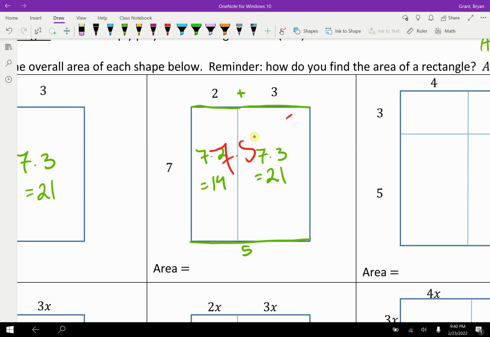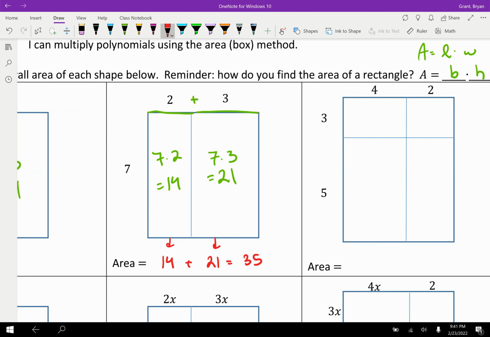Now, since we know 35 is the right answer, let's work backwards and see what we have to do with 14 and 21. Do we multiply 14 times 21? I don't think so. I think to find our total area, we take this piece, which is 14, this piece, which is 21, add them together, and that will give us 35 as the final answer. You add the individual areas to find the total.